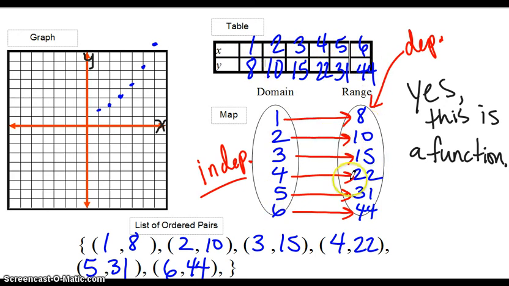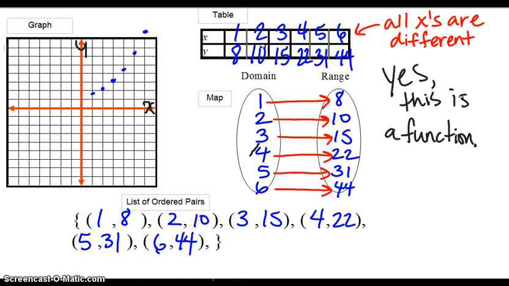You can also take the map and represent it as a list of ordered pairs. You can take the table or the list of ordered pairs and graph those points. We can determine that, yes, this is a function. First, all the x's are different. That's why, yes, this is a function, because every x value is different.